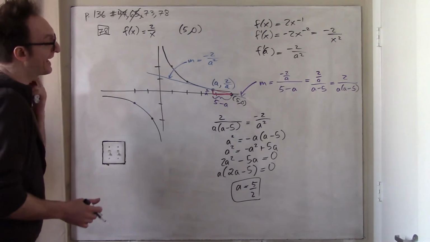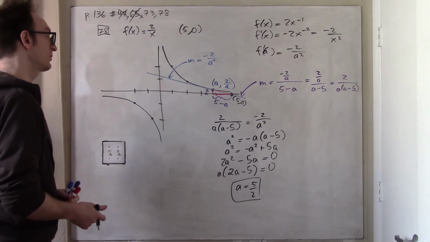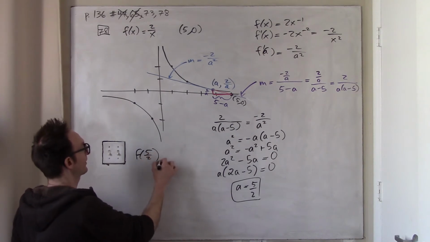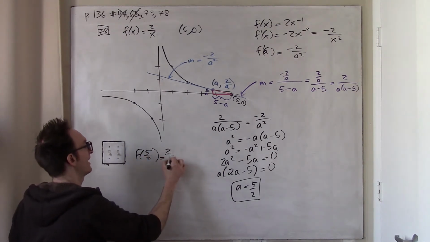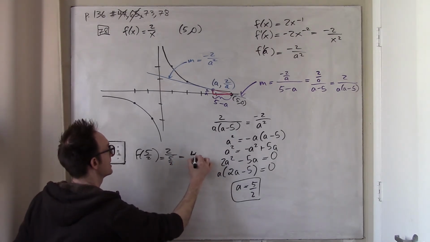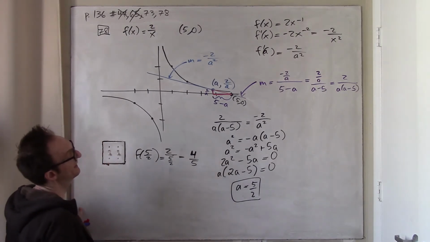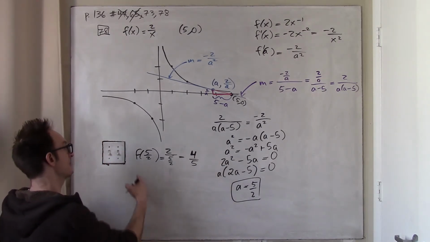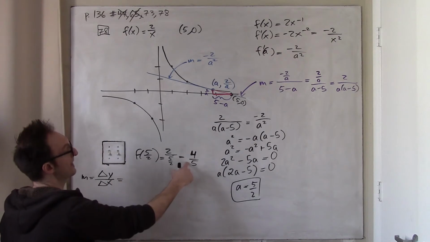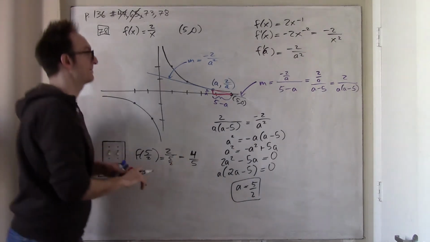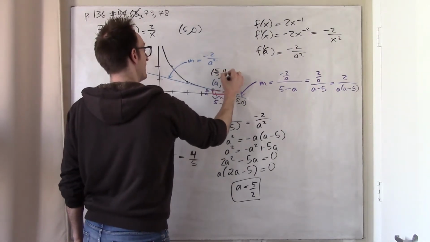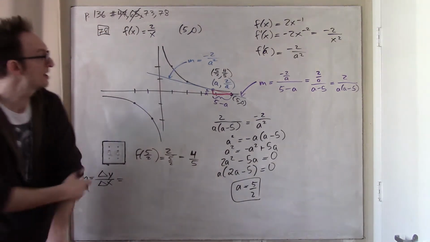Let's see. If this is the case, then what should we do to check it? Well, I can just plug 5 halves into my function. What do I get? 2 over 5 halves, so that's 4/5. Great. So what's the slope of this line? Well, it's delta y over delta x. If that point is 4/5, then what I just learned was that this point is (5/2, 4/5). Let's see if that makes sense.